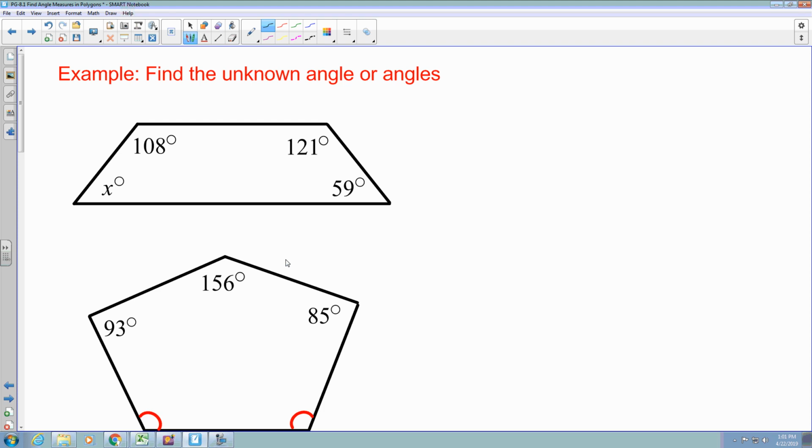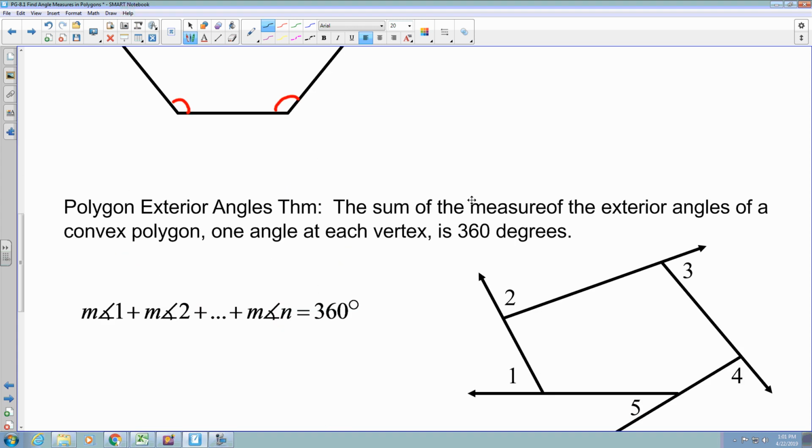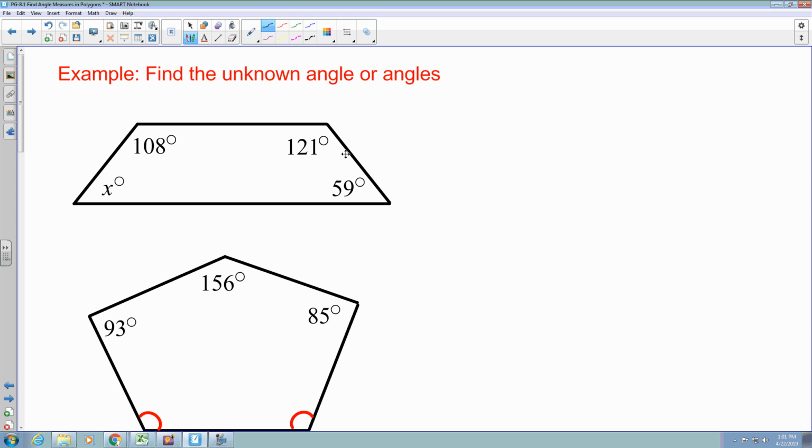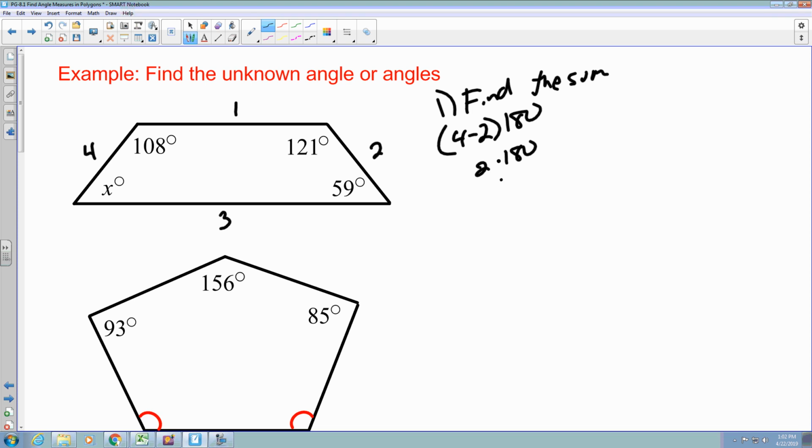In these examples, they want us to find an unknown. So, 3 examples where we find the unknown. How do we determine what that unknown is going to be? First off, you figure out how many sides the polygon has. In this particular one, it had 4. So we first need to find the sum. That's the first step. In this case, it's 4 minus 2 times 180. 4 minus 2 is 2, so 2 times 180 gives you 360.